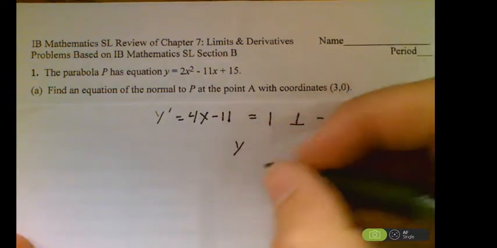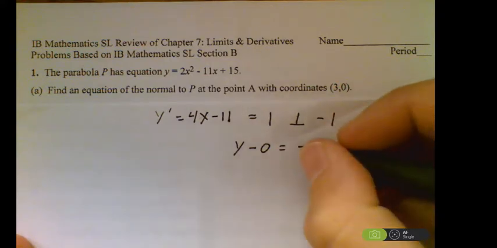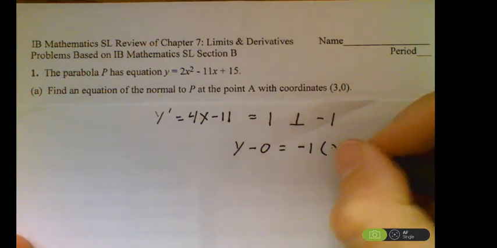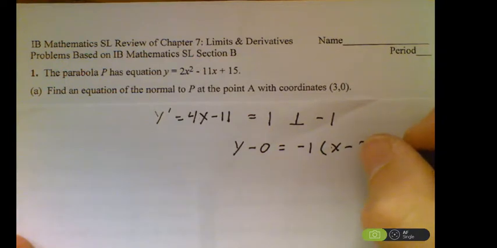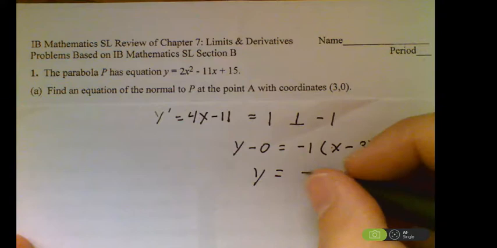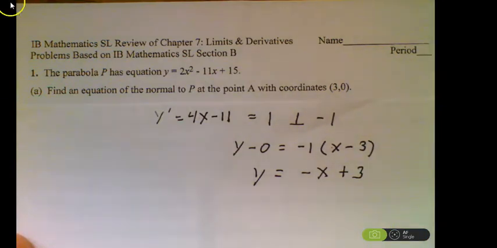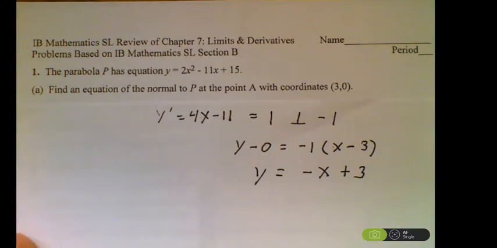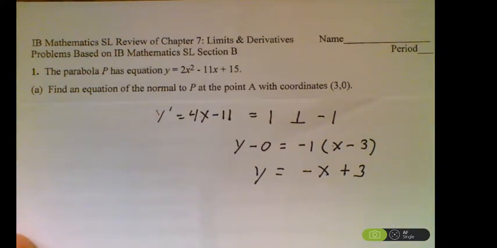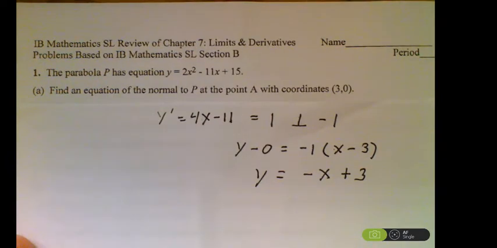So if we do our y minus y, and our slope times x minus x. A little cleanup on that, and we got the equation of the normal. And again, that's just one format we could write it in, y equals mx plus b. It doesn't specify the format, so we can put that in any format we want.